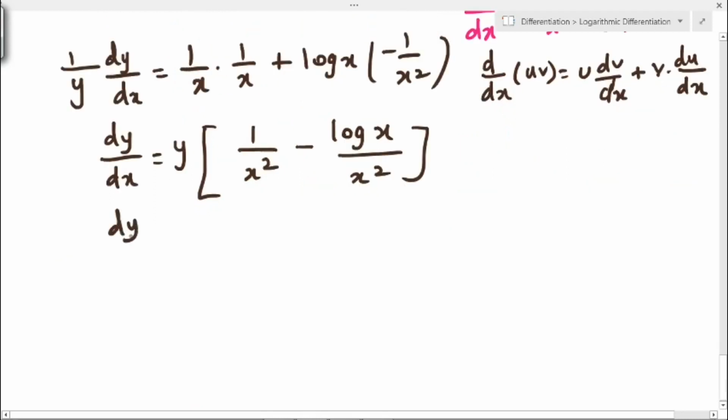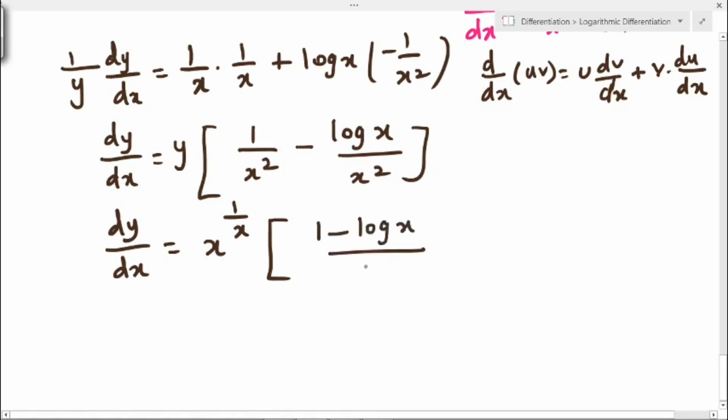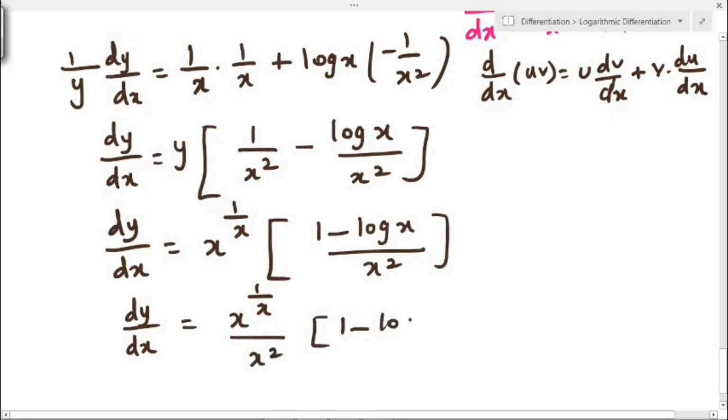So dy by dx equal to, what is y, that is the given problem, x power 1 by x, into 1 by x square minus log x by x square. We have the same denominator, so we have 1 minus log x divided by x square. So this can be written as dy by dx equal to x to the power 1 by x, divided by x square, into 1 minus log x.